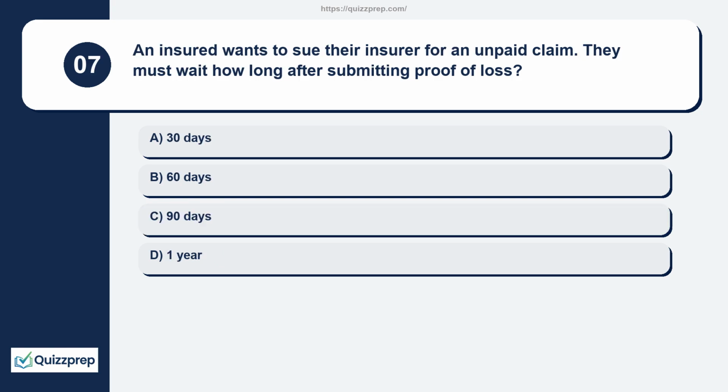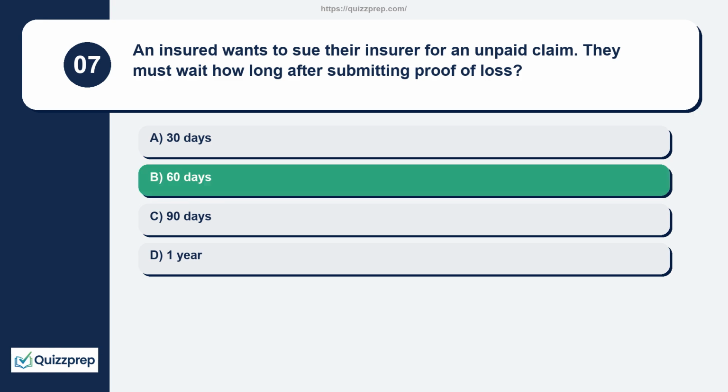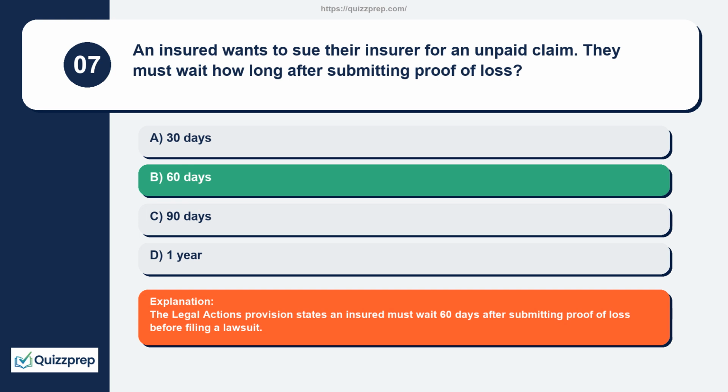Question 7. An insured wants to sue their insurer for an unpaid claim. They must wait how long after submitting proof of loss? 30 days, 60 days, 90 days, 1 year. The legal actions provision states an insured must wait 60 days after submitting proof of loss before filing a lawsuit.